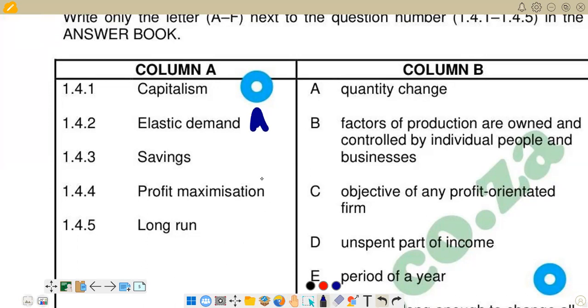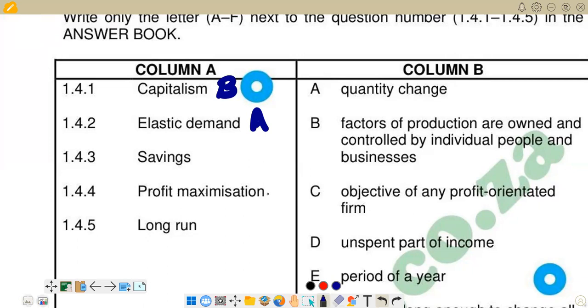And then if we go to B now, B is saying factors of production are owned and controlled by individual people and businesses. The issue of private ownership, we were saying, is described by capitalism. So we are going to have B here on the first part. Then you go to objective of any profit-oriented firm. A profit-oriented firm is mainly concerned about making profit. So profit maximization becomes one of the major goals or objectives of a profit-oriented firm.